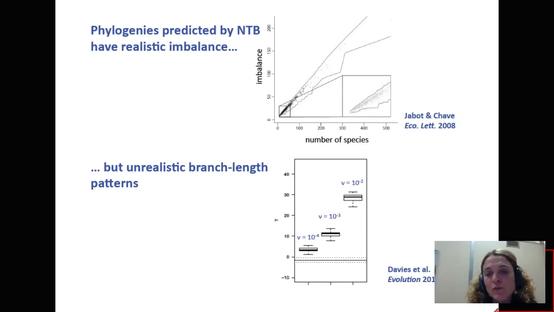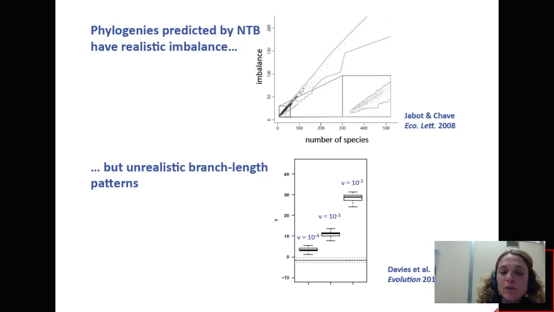So here what you see on the horizontal line are gamma values, which show the repartition of nodes in the phylogeny for empirical trees, and the three data points arise from phylogenies simulated under the neutral model, and we see that gamma values simulated under this process are always much higher than what we see on empirical phylogenies.